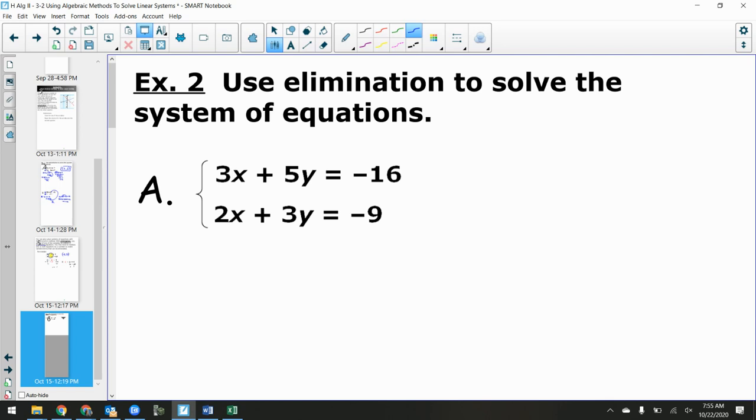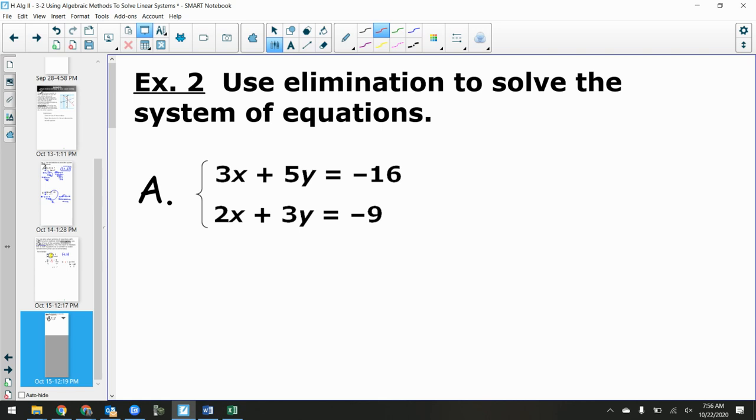Okay. At this point, we can choose whichever variable we want to eliminate. In my opinion, they're both just as easy to eliminate with. But the goal is to try to get them to the same number. Say I wanted to eliminate with the x's. What number am I going to try to get them both to? 6. Say I wanted to eliminate with the y's. What number am I going to try to get them both to? 15.